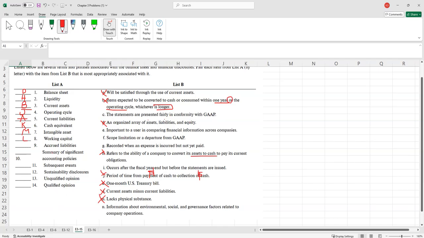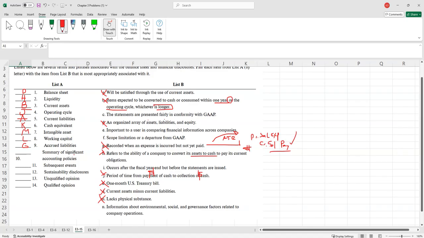Accrued liabilities, right? This will be G, right? Recorded when an expense is incurred but not yet paid. So it might be something like, here we are at the end of the period, we do the AJE: debit salary expense, credit salary payable. That would be an example of it. We've accrued the expense up here, but we're only going to pay it perhaps next period.